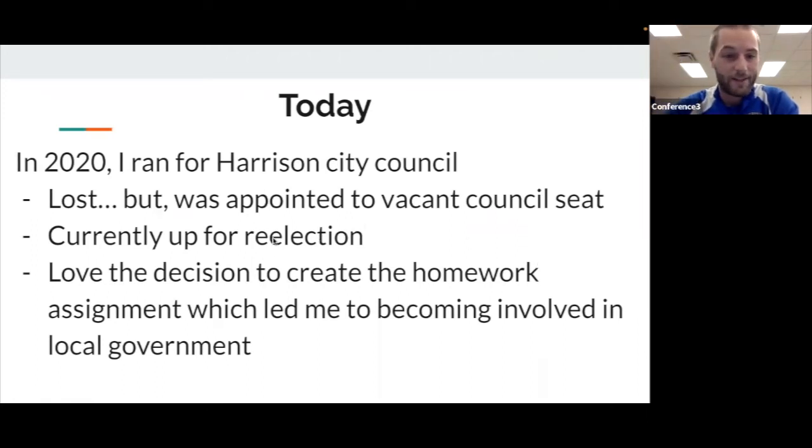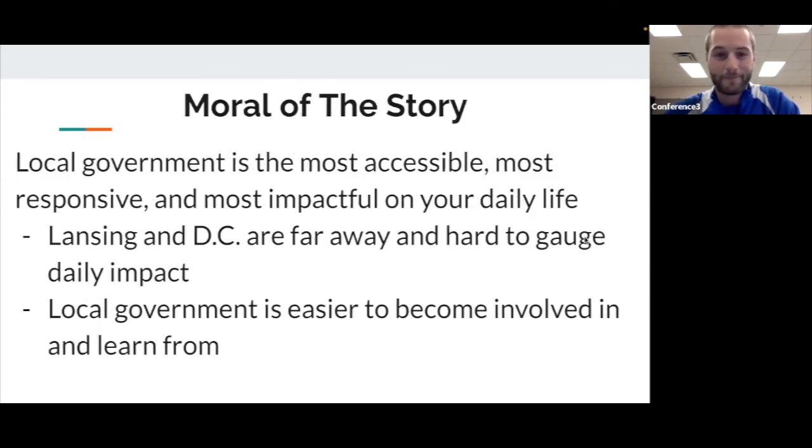And all this kind of stems from me starting this homework assignment. Because when I got the kids involved, I got involved. And again, kind of an unintended consequence of this. We reached the moral of the story here.